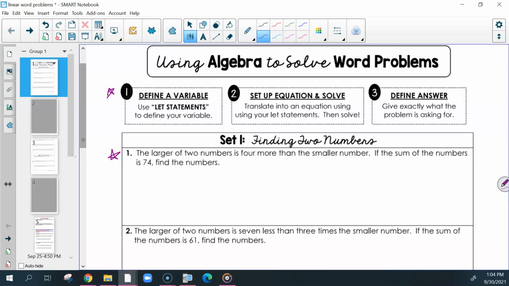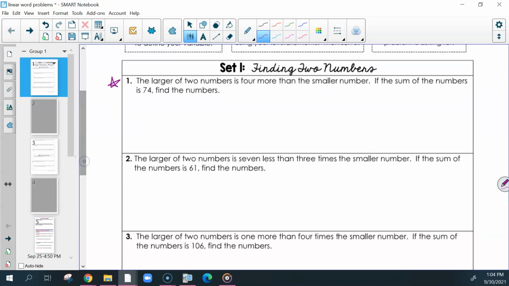So we're going to do a few of these together in this video. Well, together-ish. I'm doing it for you. Anyway, for this first set of problems, we're looking for two numbers. So for number one, the larger of two numbers is 4 more than the smaller number. If the sum of the numbers is 74, find the numbers.